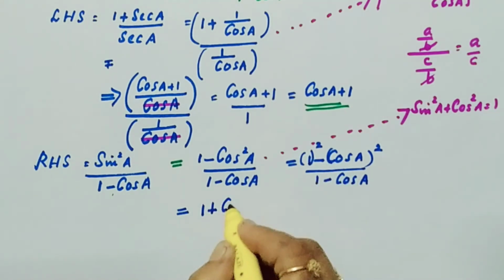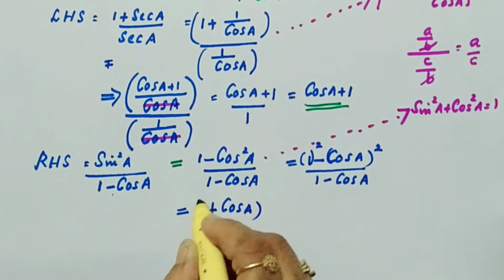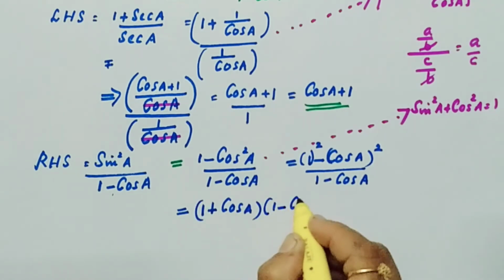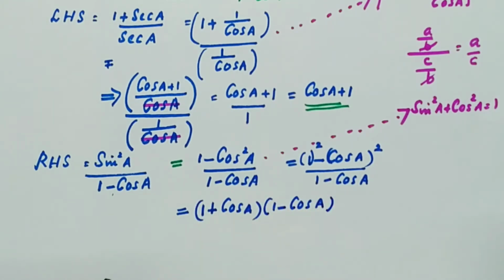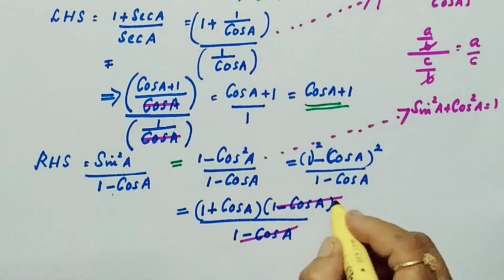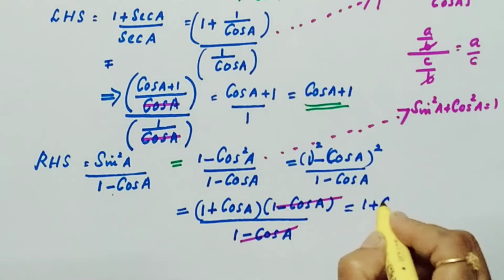Now apply the identity a square minus b square: a plus b in one bracket into a minus b in the other bracket. This is the numerator now, the whole divided by the denominator, 1 minus cos a. Now you can see that this 1 minus cos a cancels with this 1 minus cos a. What is left is 1 plus cos A.